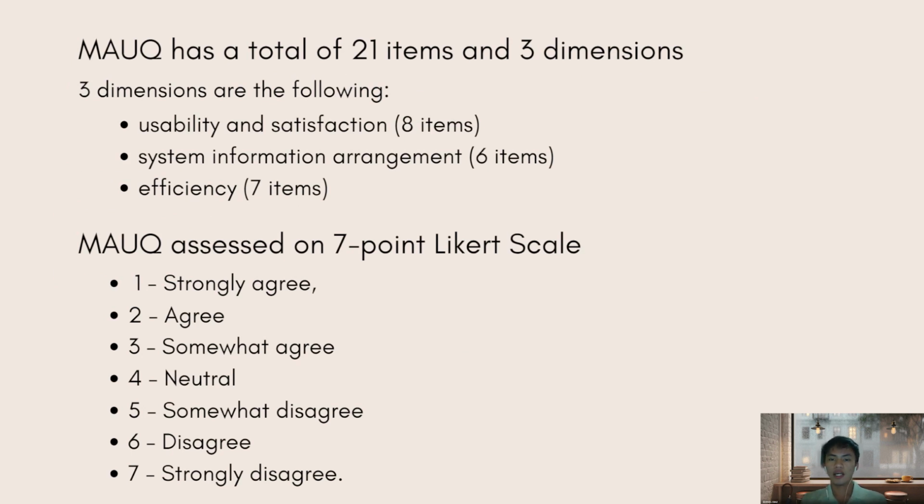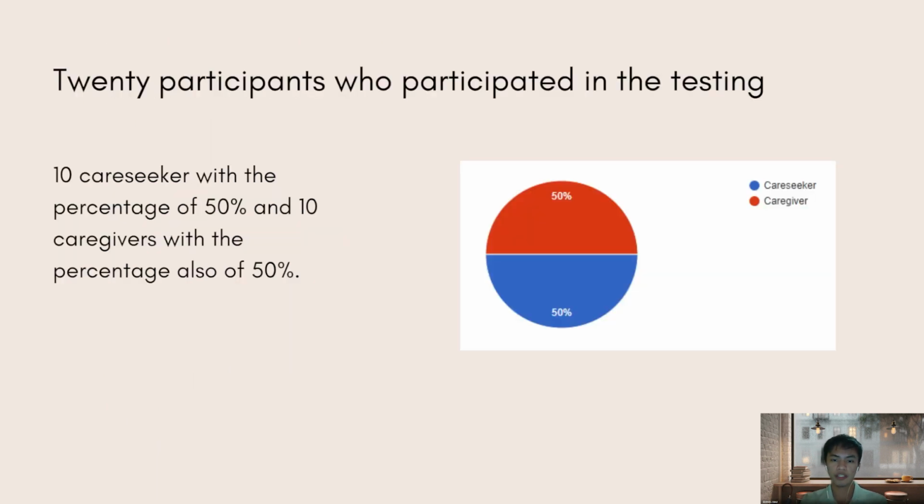Then calculate the total and average of the responses to all statements to determine the usability of the software application. The closer the mean value is to 1, the higher the app usability will be.